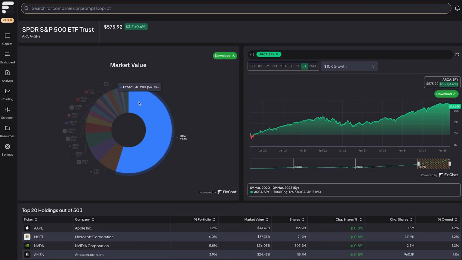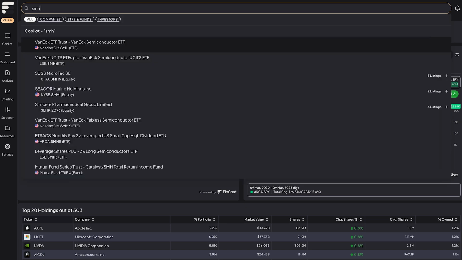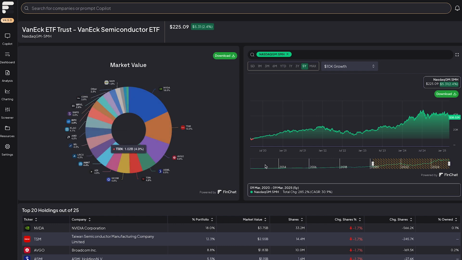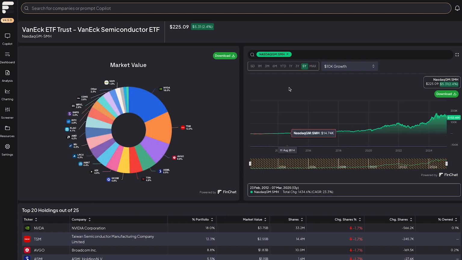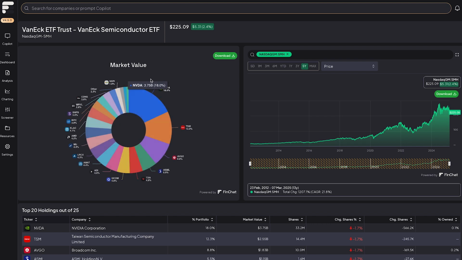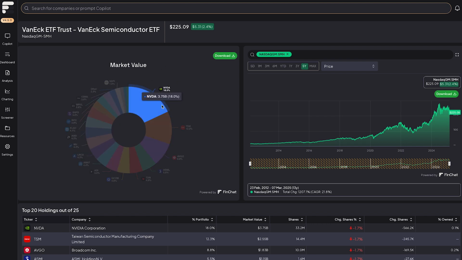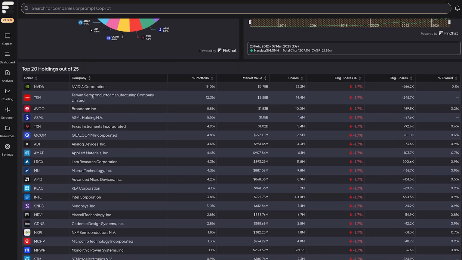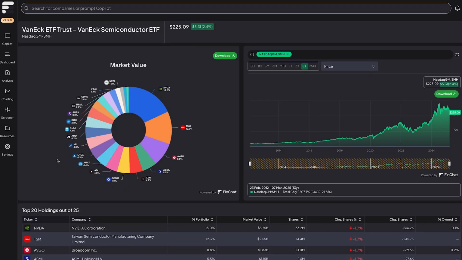If I search for another ETF such as SMH, which is the semiconductor ETF, then this will show me everything as well. So you've got the performance over here. You've got all the same options that I showed you before, the drawdowns, etc. And you've got the holdings over here. So the biggest holding is Nvidia. You've got Taiwan Semiconductor, you've got Broadcom, you've got ASML, etc. And you've got it all written over here as well. So it's a pretty cool feature to have.